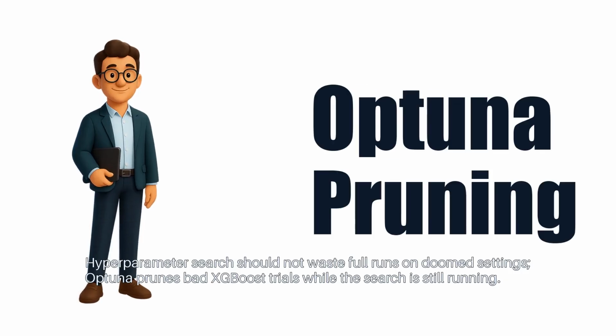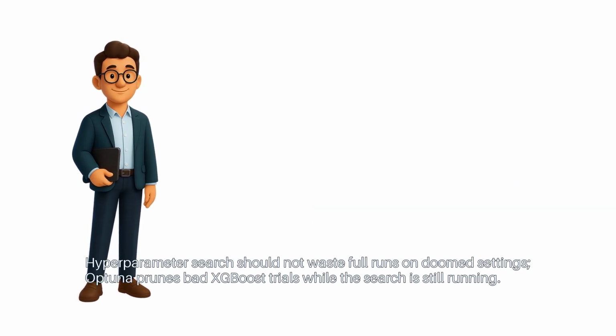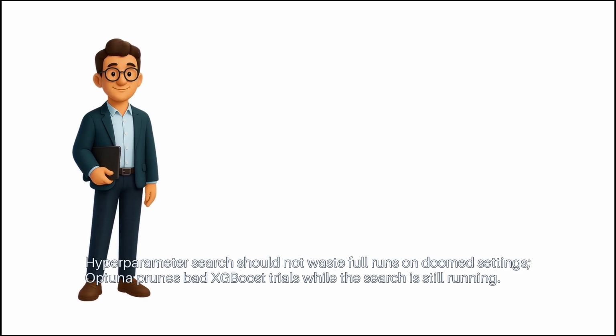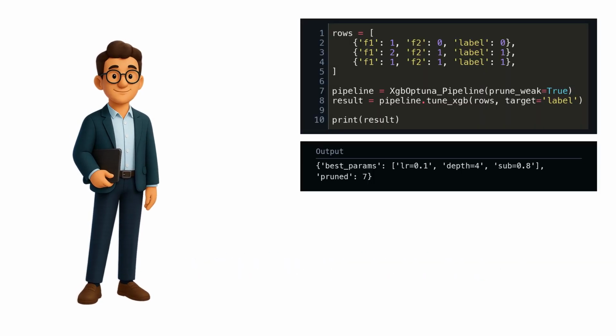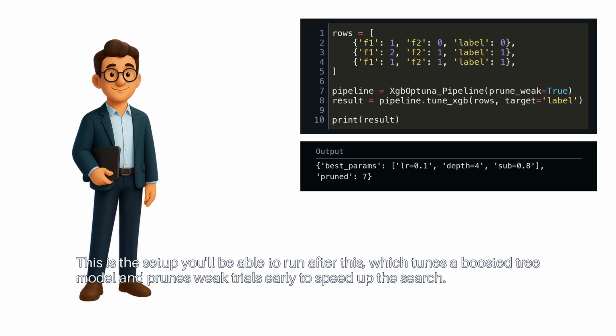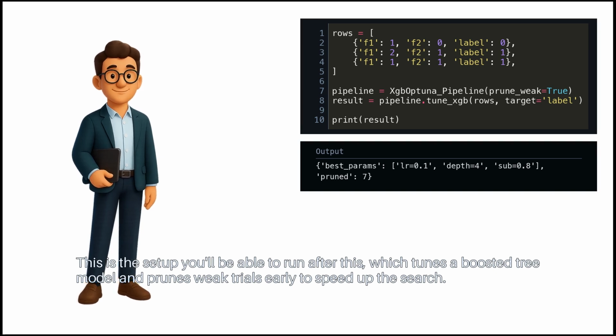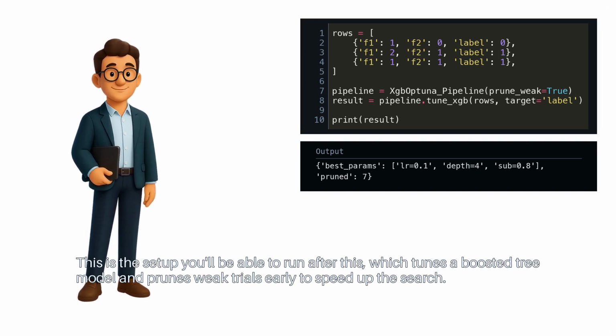Hyperparameter search should not waste full runs on doomed settings. Optuna prunes bad XGBoost trials while the search is still running. This is the setup you'll be able to run after this, which tunes a boosted tree model and prunes weak trials early to speed up the search.